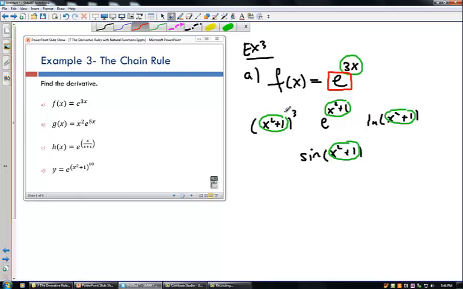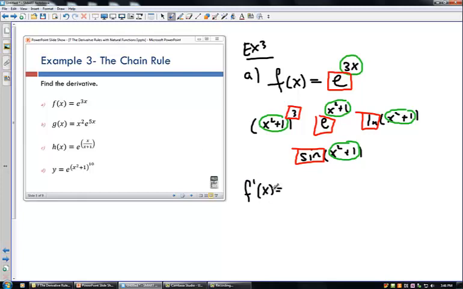Once you identify inside, of course outside's easy. Right, so the cube is the outside, the e is the outside, the ln is the outside function, the sine is the outside function. So once you make this identification, these problems become pretty simple because you're just using the chain rule. And remember, the chain rule says the derivative of the outside times the derivative of the inside.